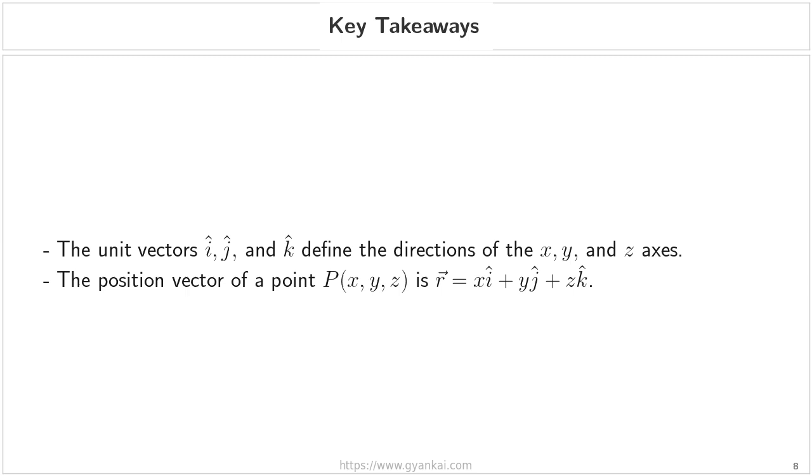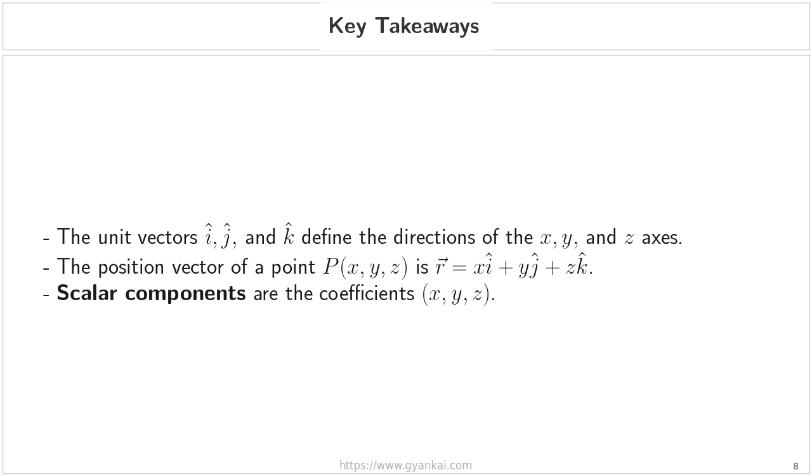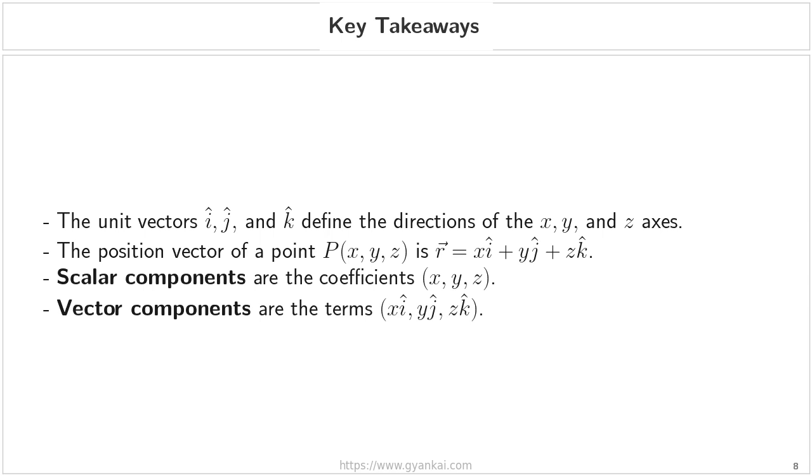This formula is what allows us to translate a simple location in space into a mathematical expression we can actually calculate with. Third, it is crucial to keep your terminology precise, as we discussed in our section on common mistakes. Always distinguish between the scalar components and the vector components. The scalar components are simply the real numbers, the coefficients, which are x, y, and z. On the other hand, the vector components are the actual terms that include the direction, specifically xi-hat, yj-hat, and zk-hat.